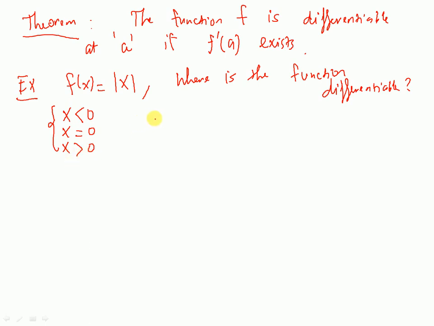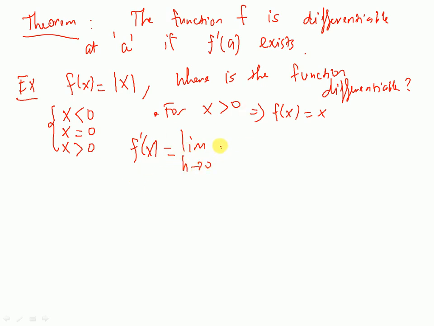Now let's take this case first. For x bigger than 0, the function f becomes just x. We can drop the absolute value sign. Now let's find the derivative of the function f for this case and check if the derivative exists or not. Remember the derivative from previous slides.